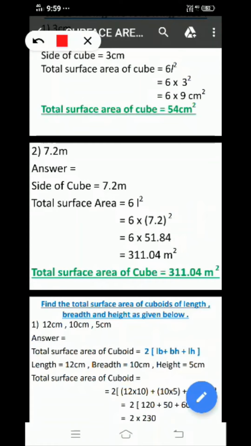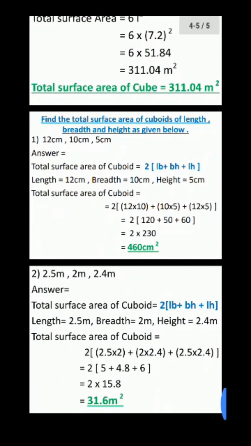The total surface area of the cube is 311.04 meter square. This is your concluding statement, and this statement carries half marks. Okay, now the next sum.